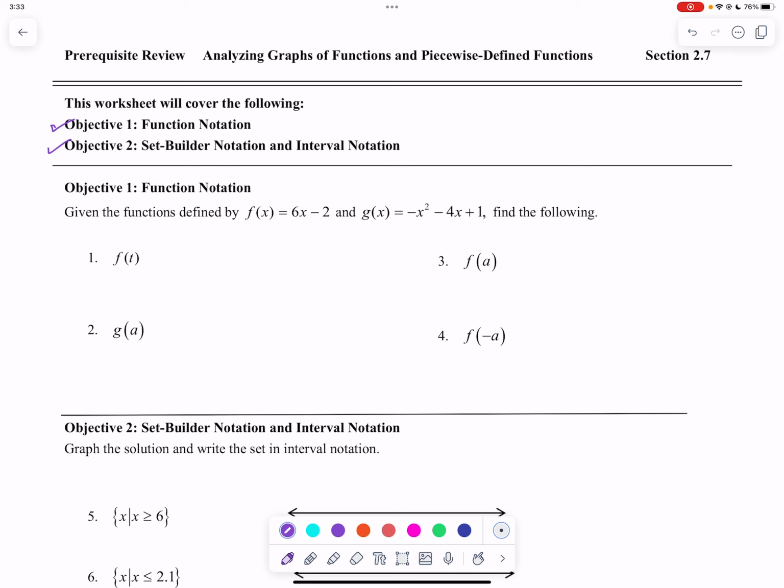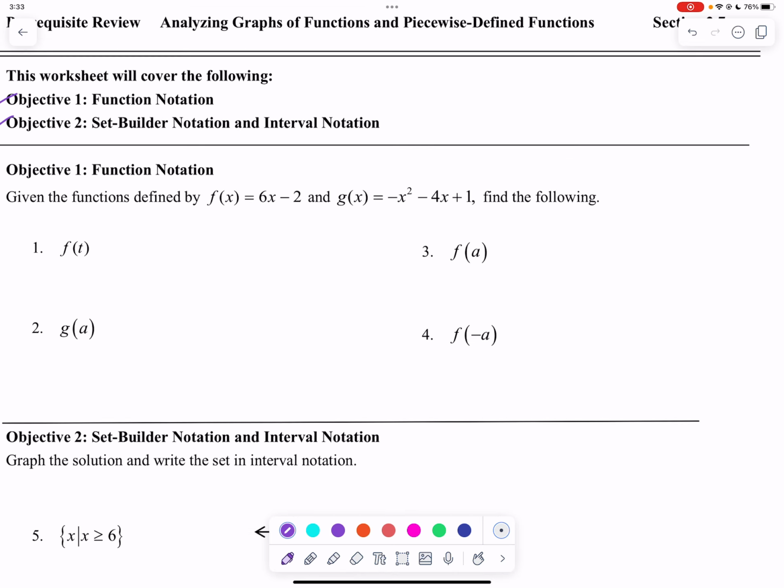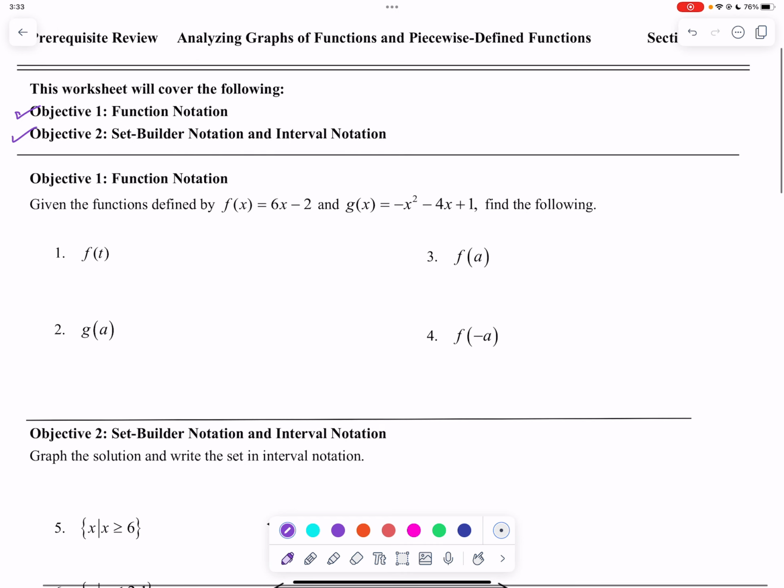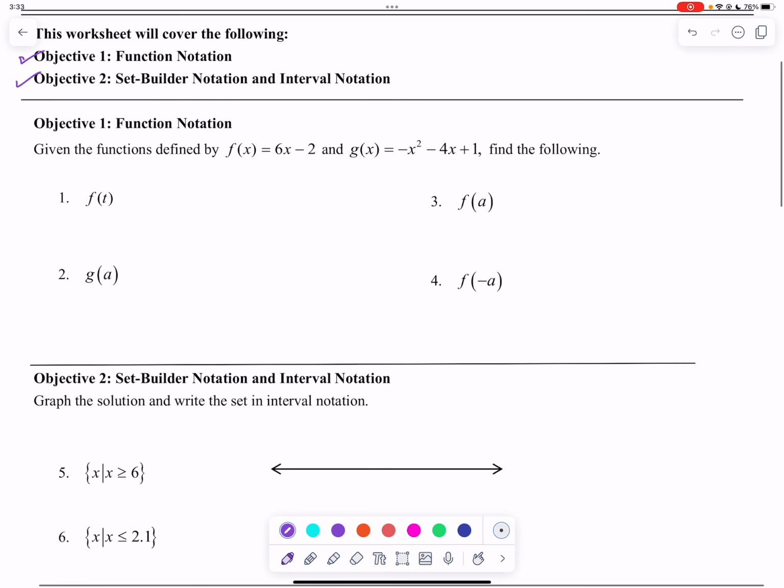So given these functions in objective 1, f of x and g of x, we will find the following: f of t. Let's start with f of t. If you think of f of t, everywhere there's an x, we're going to write a t. So there we will have 6t minus 2.